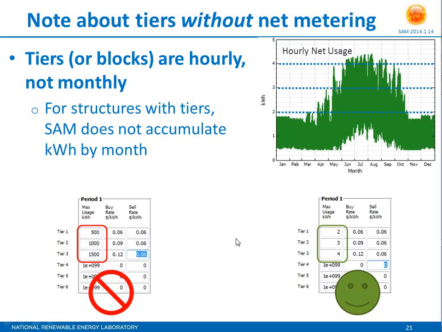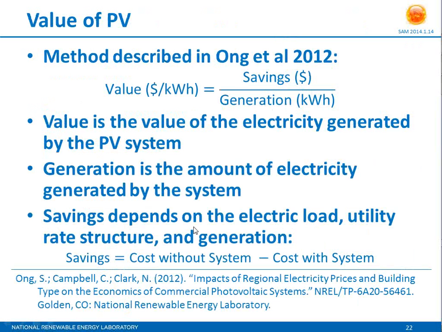We're looking to redo that if it makes sense, so that the tiers are accumulated monthly, both with and without net metering. All right, I want to make sure we have some time for questions.